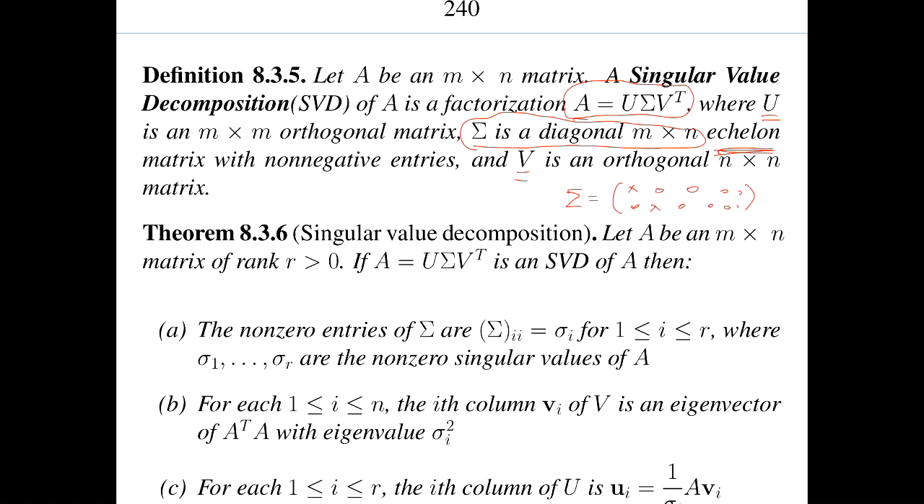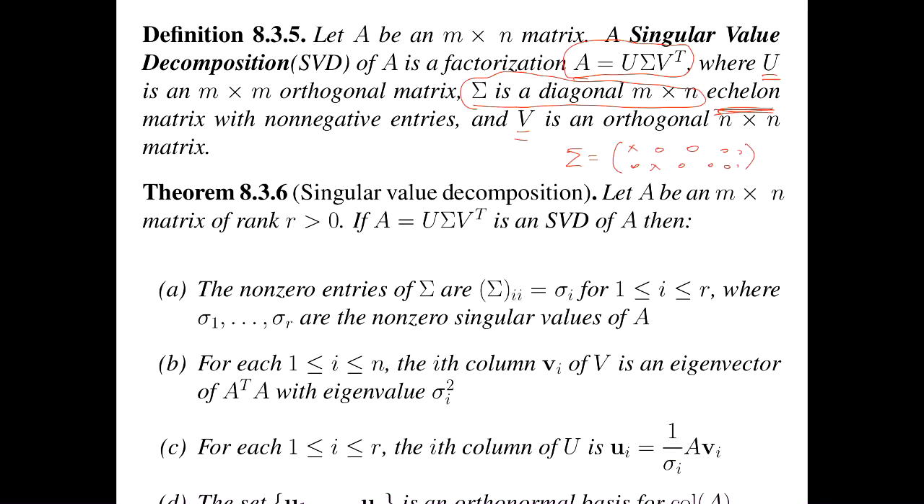One question is that this is probably not unique. You can find more than one singular value decomposition. That's possible, but as long as U, sigma, V satisfy this condition, we call it an SVD of A.